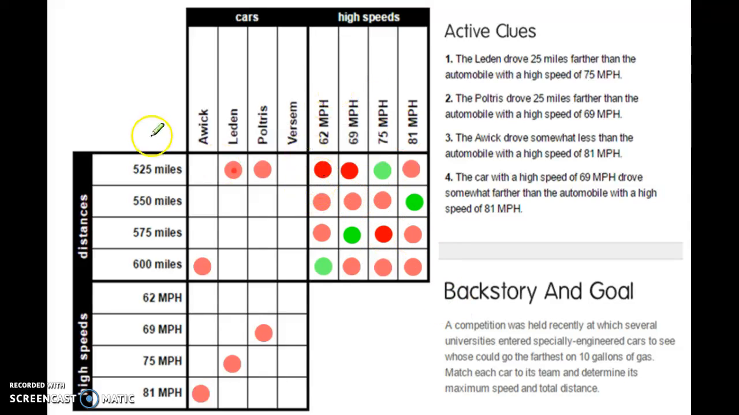Now, using all of that data, we can fill in the rest. Let's go back to the beginning. The Leaden drove 25 miles farther than the automobile with a high speed of 75. Now, the car that reached a high speed of 75 was the car that drove 525. Well, the Leaden drove 25 miles further than the car that reached 525, so the Leaden must be this one. Excuse me, it should be green. Which means we can fill in these as red, and these as red as well.